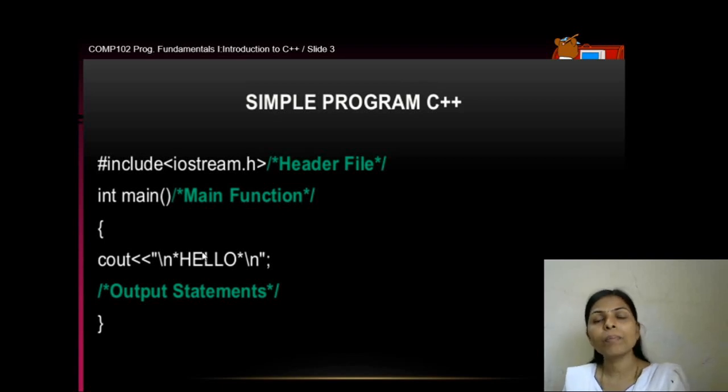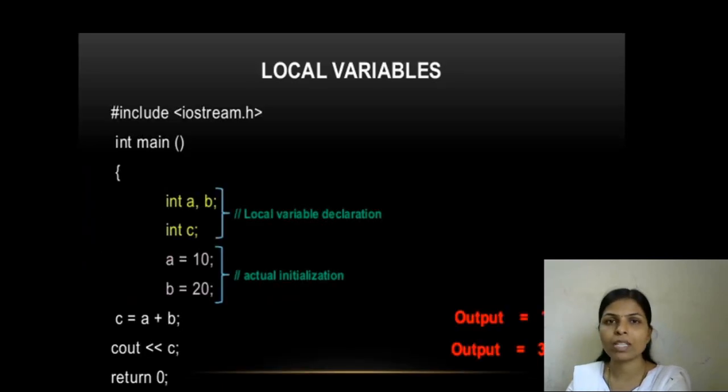This is a simple program of C++. We can understand the first thing: if we want to include some functions of an object, we have to include the header file. Afterwards, we have to declare the main function, because each and every program executes from the main function. And whatever input and output we have to write, we can write in between the curly brackets. So this is a simple program of C++, or we can say the syntax of C++.